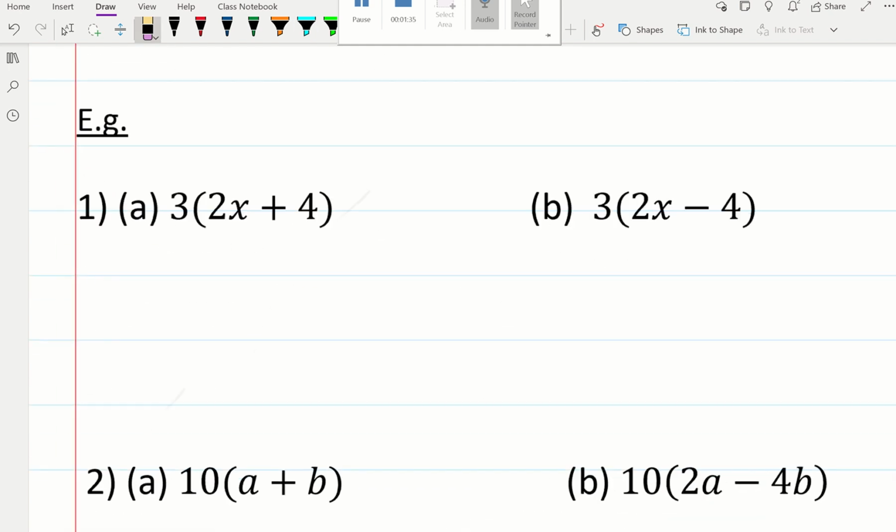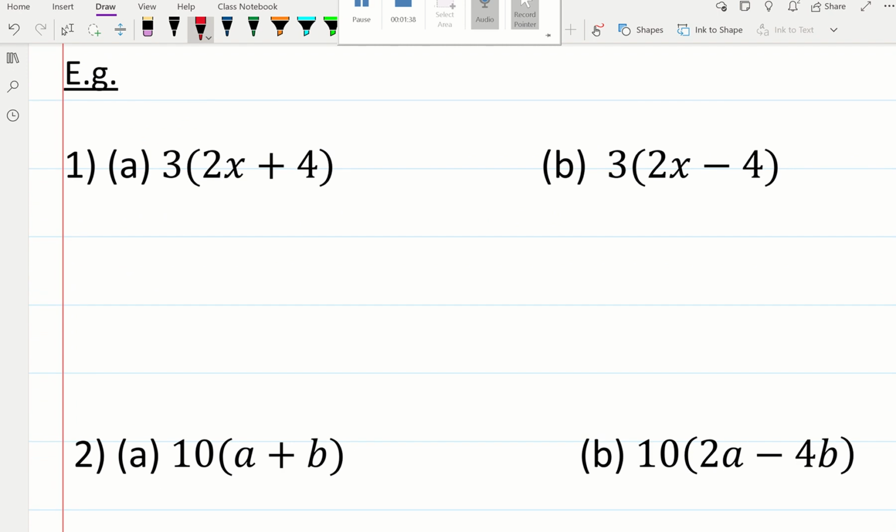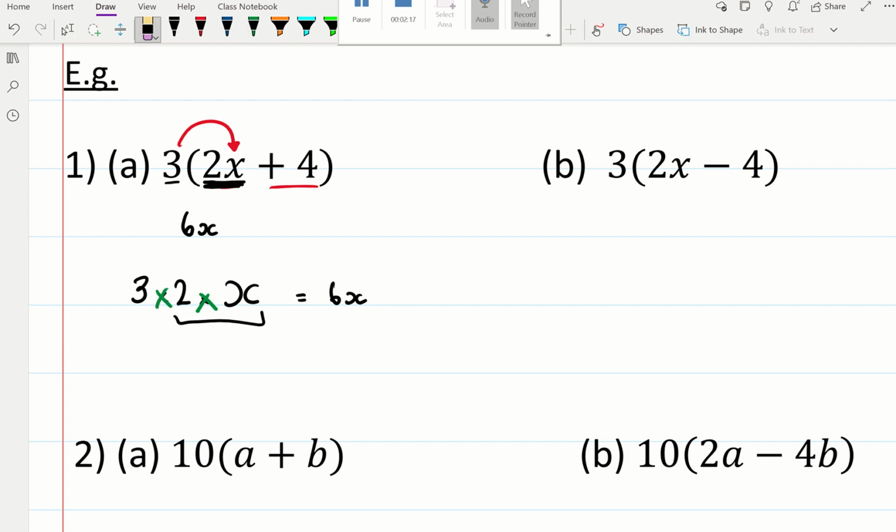Okay, so let's have a look at the first set of examples. Everything in the bracket, that's the 2x and the positive 4, has to be multiplied by 3. 3 times 2x, well, first you look at the numbers. 3 times 2 is 6, but it's not just 3 times 2, it's 3 times 2x, so it is 6x. It's basically saying 3 times 2 times x, because 2x is 2 times x. So this becomes 3 times 2 is 6 times x. I put the x and I don't put the multiplication sign between them. So 3 times 2x is 6x.